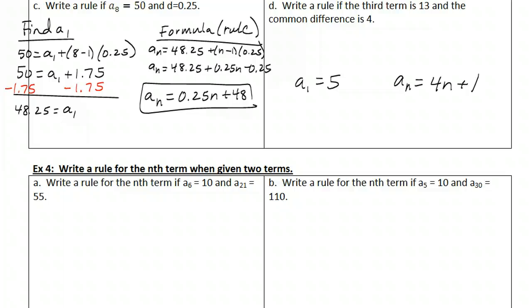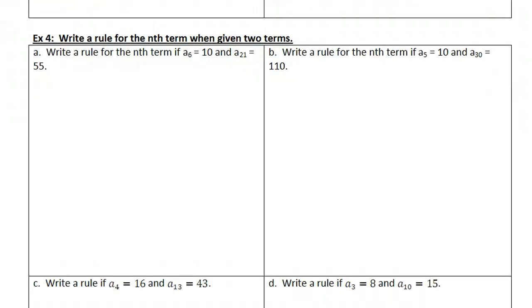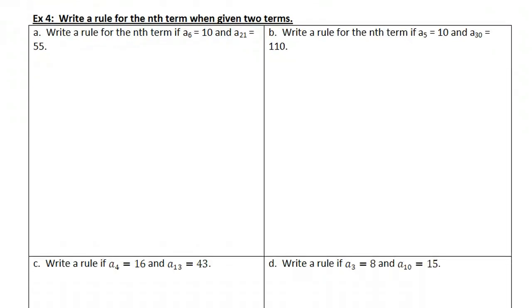Let's move on to example 4. Now this is the most tricky type of trying to create a rule, and again, our objective is still the same. Example 2, example 3, and example 4. My goal is to write a formula for a sequence. Now, though, we are going to be given 2 terms. So if you look at what I've got here, I'm given term 6 is 10, term 21 is 55.